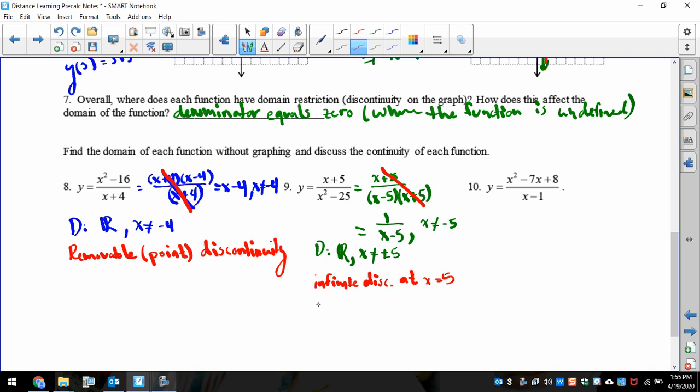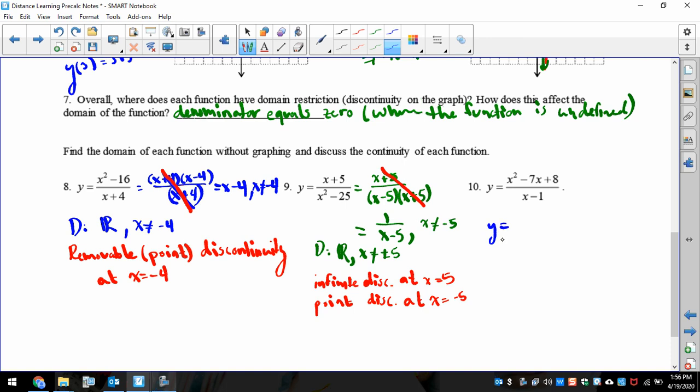And now the hole is point discontinuity. We'll give a location, that's at x equal negative 5. That's the one that we canceled right here. Okay, so 2 points of discontinuity on that function. Only one here, I didn't give a location. Let's give the location on this one. We'll say at x equal negative 4. Good. Let's do this one here, last one.